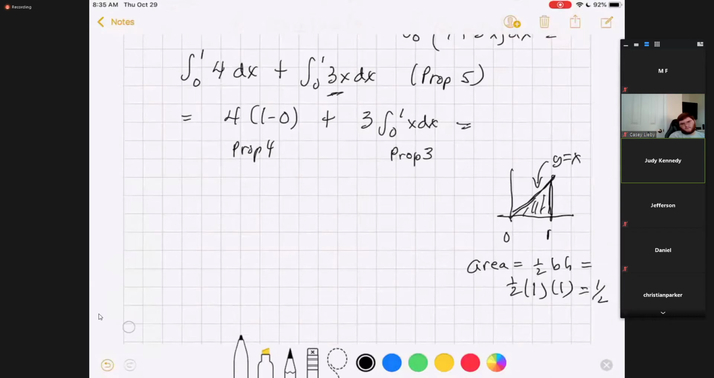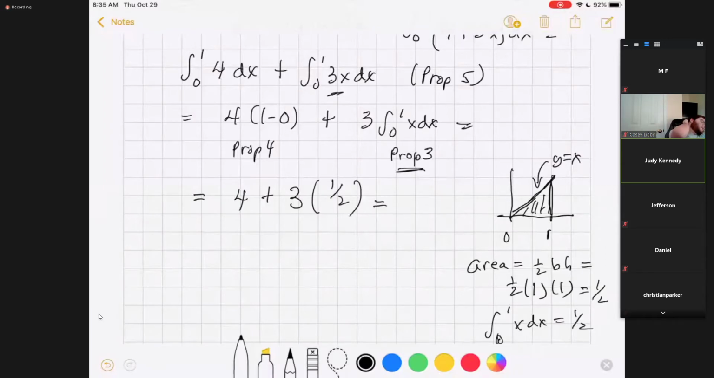And so I wind up with 4 plus 3. Well, this integral is 1/2. The integral from 0 to 1 of x dx would be 1/2. So 4 plus 3 halves, well, you can leave it written like that. But that's 8 halves plus 3 halves, which is 11 halves. I kind of like leaving it as an improper fraction, or that's what they called it back in grade school. Yeah, I'm not much on rationalizing denominators either.